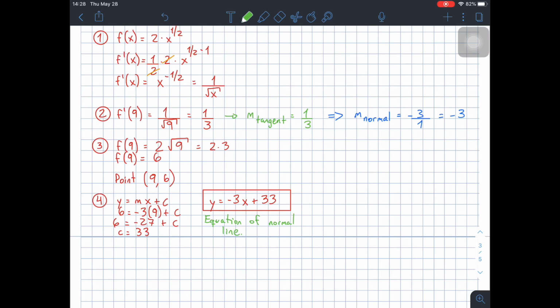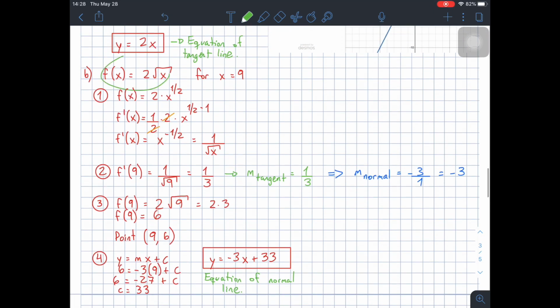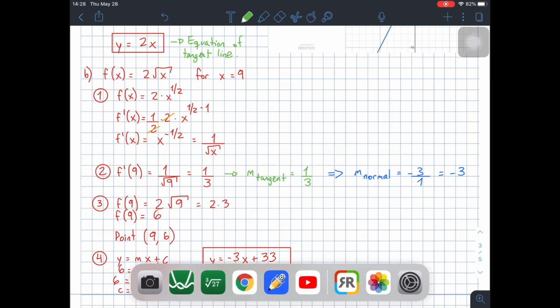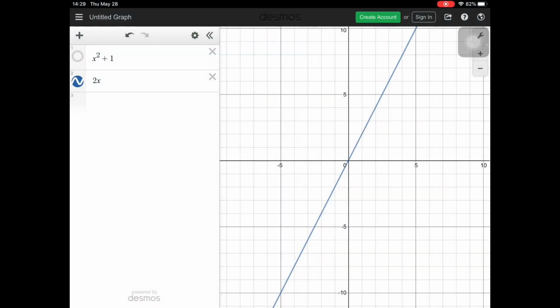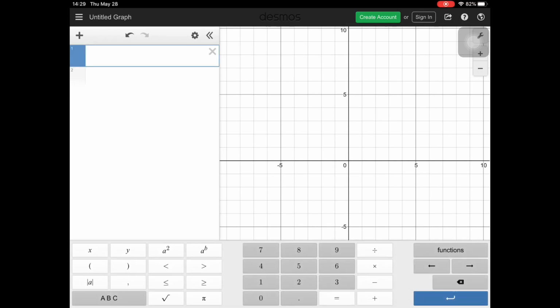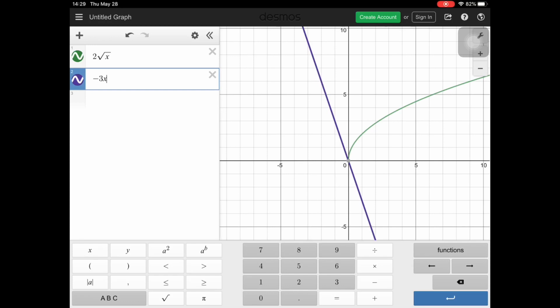Let's see what happens when I graph this. So I'm going to graph the original function and the equation of the normal line to see if this is correct. So 2 square root of x and negative 3x plus 33. I'm going to go to Desmos. I'm going to erase this. The first one is 2 root x, 2 times the square root of x. And the equation of the normal line is minus 3x plus 33. And you see what happens, right?